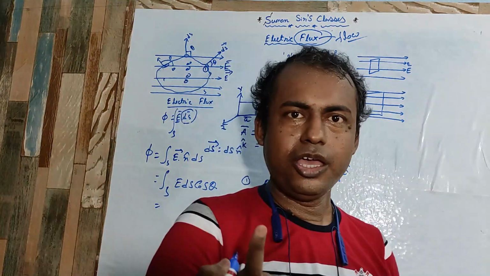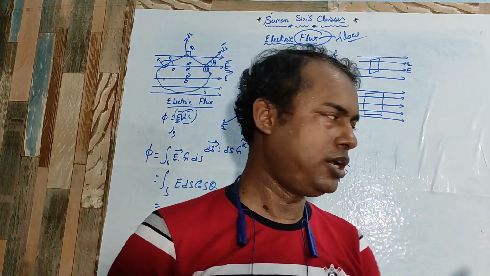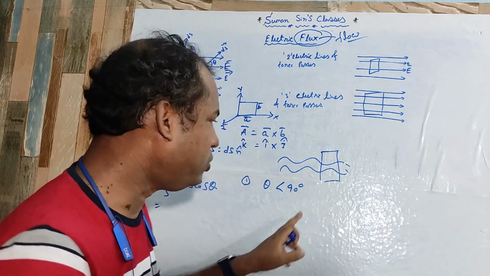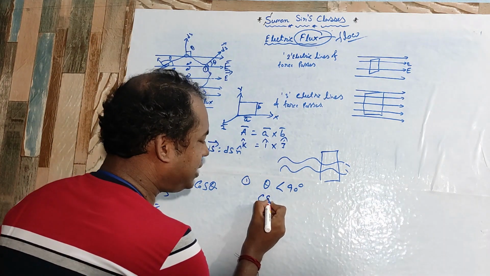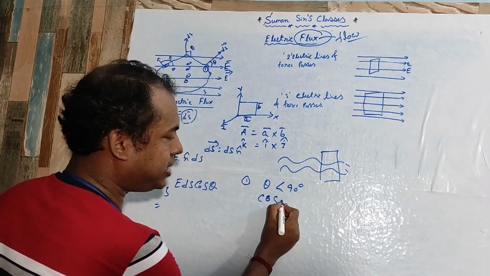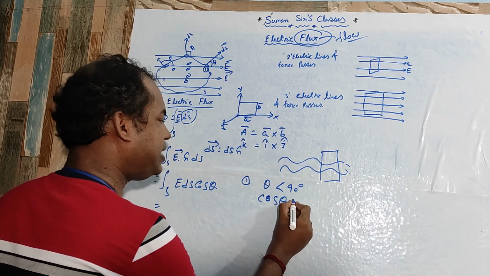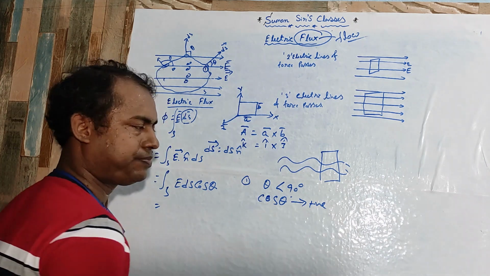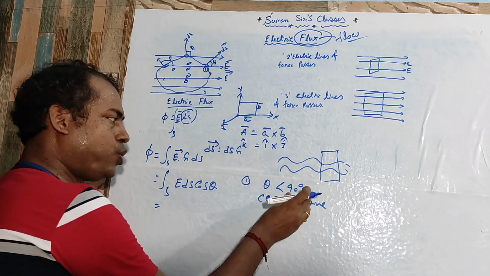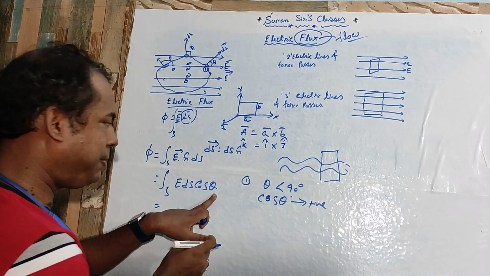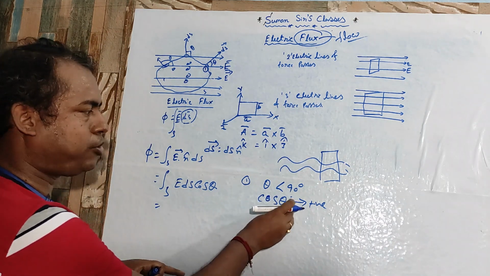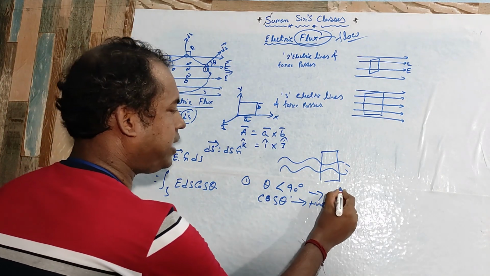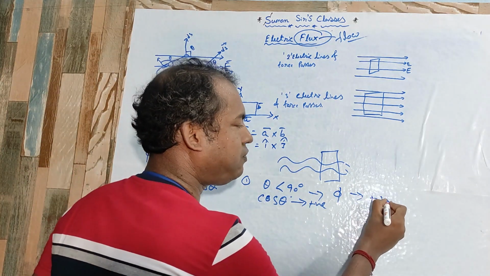Now tell me, cos 0 degree equals 1. So cos of an angle less than 90 degree obviously gives a positive value. That means when theta is less than 90 degree, cos theta gives a positive value. Clear? So when cos theta is positive, it gives the value of flux, which means the flux phi is positive flux.